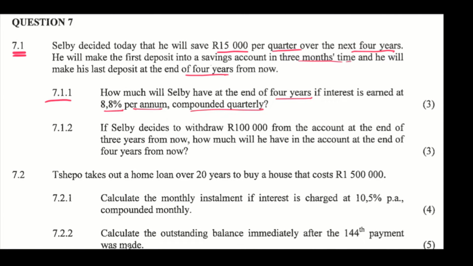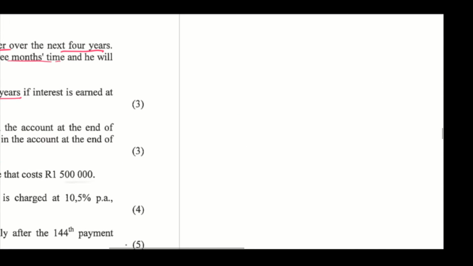So now 7.1.2, if Selby decides to withdraw 100,000 rand from the account at the end of 3 years, how much will he have in the account at the end of 4 years? So this is what's happening. Let me draw the timeline because this is very important. So this would be your timeline of Selby's investment, where this is T0 and this is T4, right?